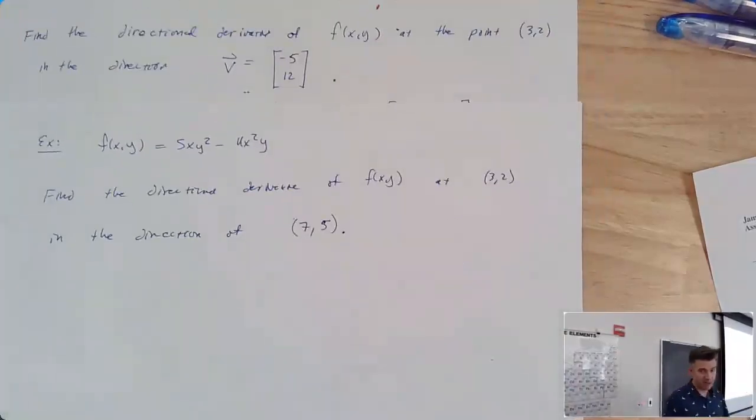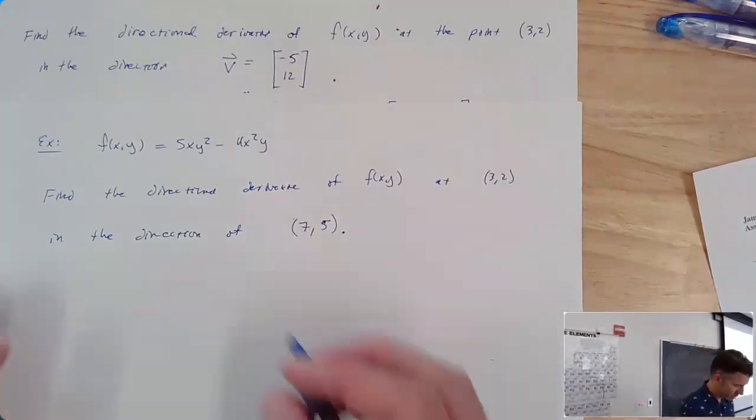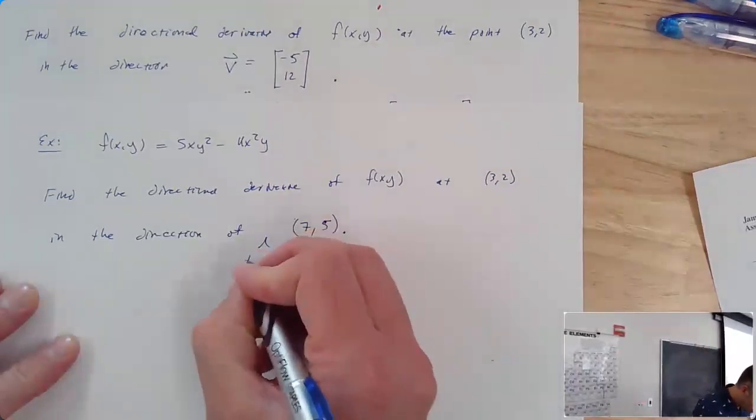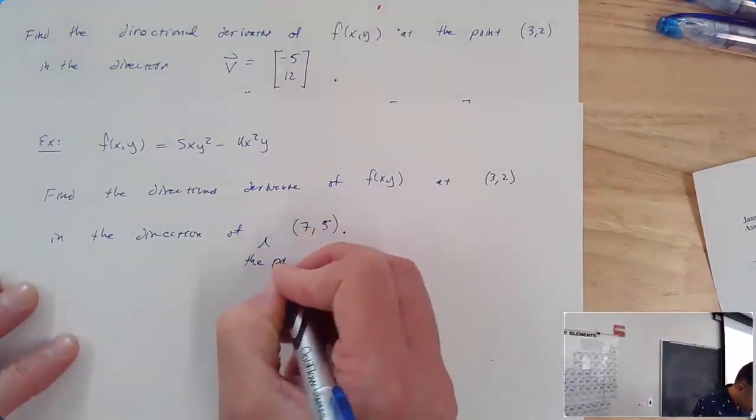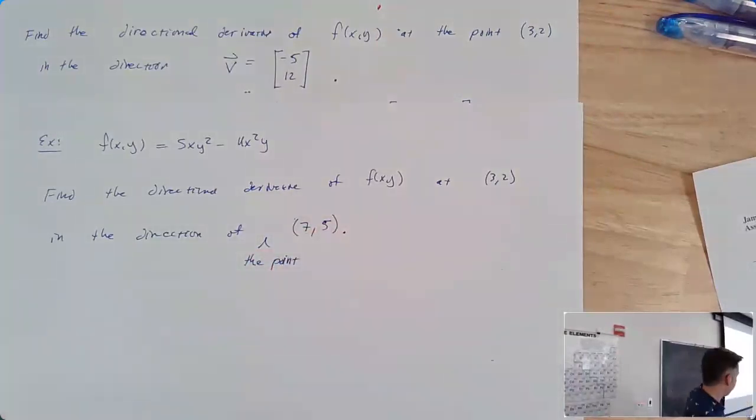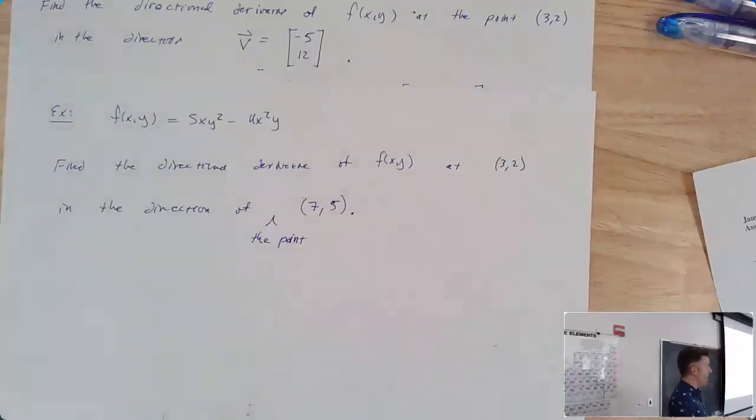Now I'm going to make this a little bit more explicit here in the direction of the point 7, 5. I've definitely written that as a point, not as a vector. So here's what I mean by this. Our direction isn't the vector 7, 5. We're not moving in the direction of going over 7 and up 5.